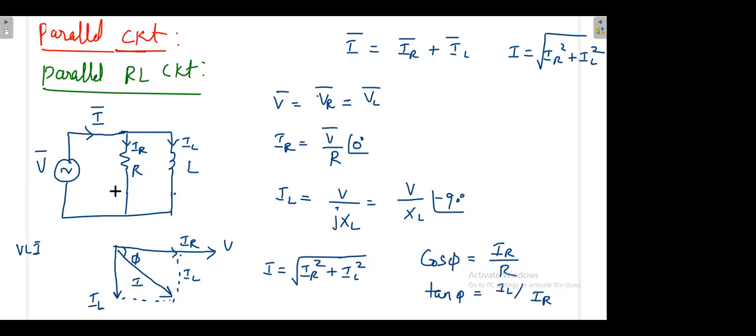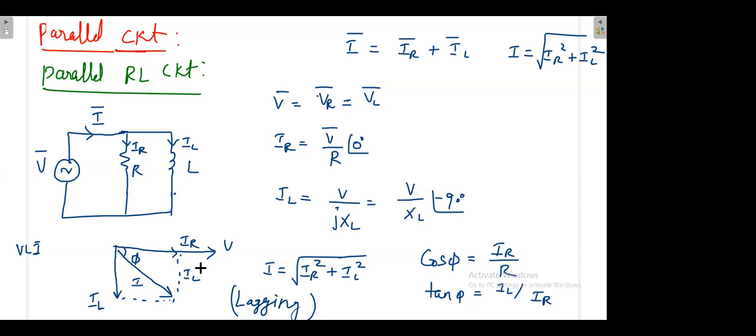Sir, V leading, I lagging. I lagging, V is here, I is here, so this is lagging. Generally we write with respect to current, so this circuit is called a lagging circuit. What is happening to the current is important. V leads, I lags. That's why this circuit is also called a lagging circuit. Otherwise, power also will lag here.